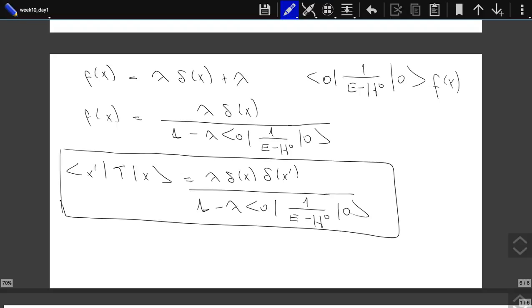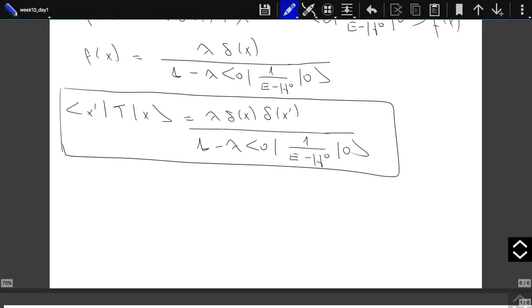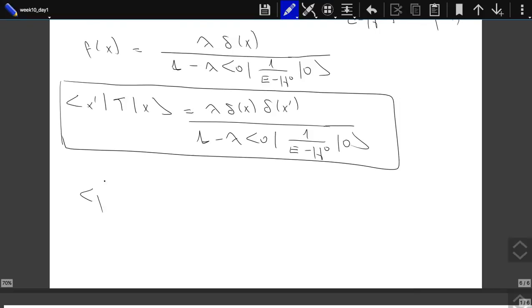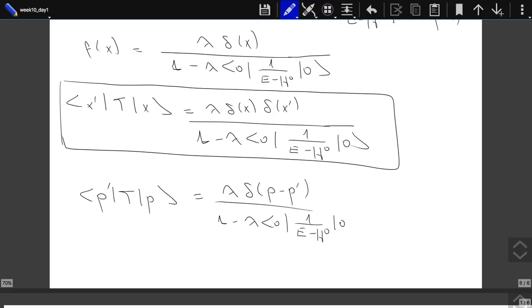Well, you see, going to the momentum space is not that complicated. If you just go to the momentum space, P prime, let's say, this will be just lambda Dirac delta P minus P prime. The denominator is just a constant. It means nothing but your Green's function is at 0. And in fact, this part is what we had obtained as our f.